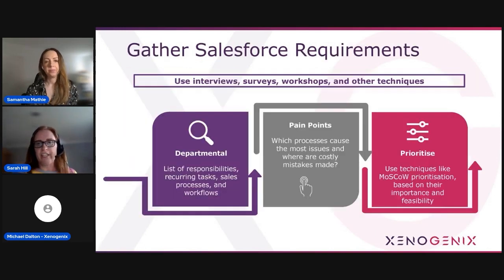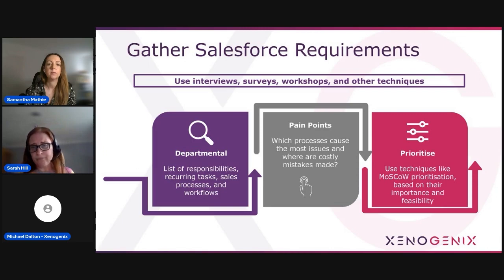So we've defined our goals and timescales. We know who's going to be involved in our Salesforce project. So the next step is really where we get into the nitty-gritty of gathering our requirements. So if you're working with a partner, they're likely to take you through a requirements gathering workshop, and they're going to assess your current situation and document your requirements. But what kind of thing do you need to think about when you're gathering your requirements?